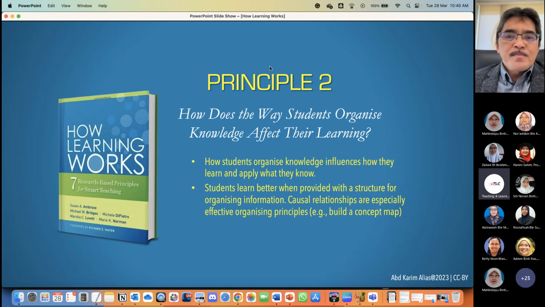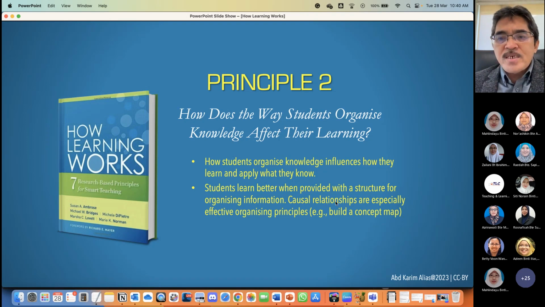Okay, Prof. It's 10:40 already. Okay. Let's continue with the second principle. Principle number 2 from the book: How does the way students organize knowledge affect their learning? So the two points here: How students organize knowledge influences how they learn and apply what they know. Students learn better when provided with a structure for organizing information.